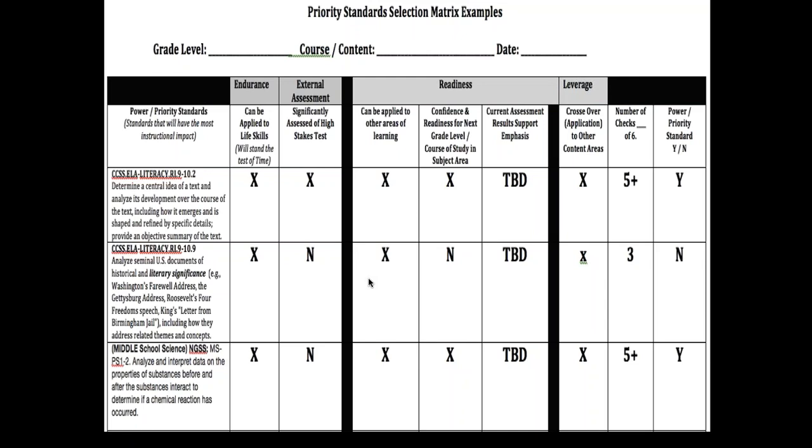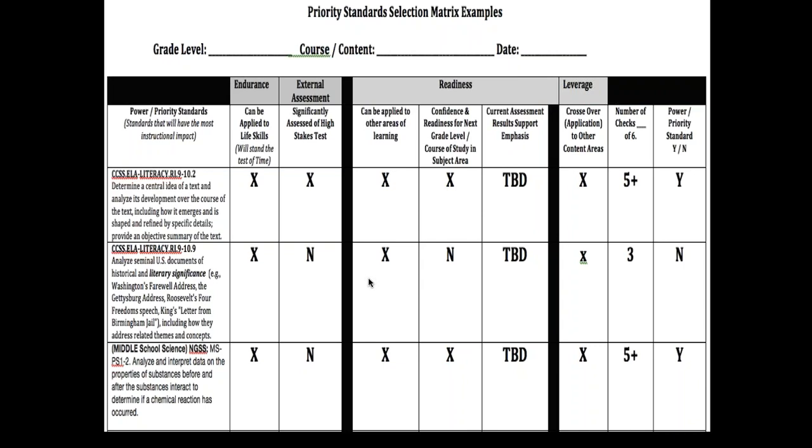For the first 2, you see some language arts examples. Determine the central idea of a text and analyze its development over the course of the text, including how it emerges and is shaped and refined by specific details. Provide an objective summary of the text. That standard can easily be applied to life skills. It will stand the test of time.